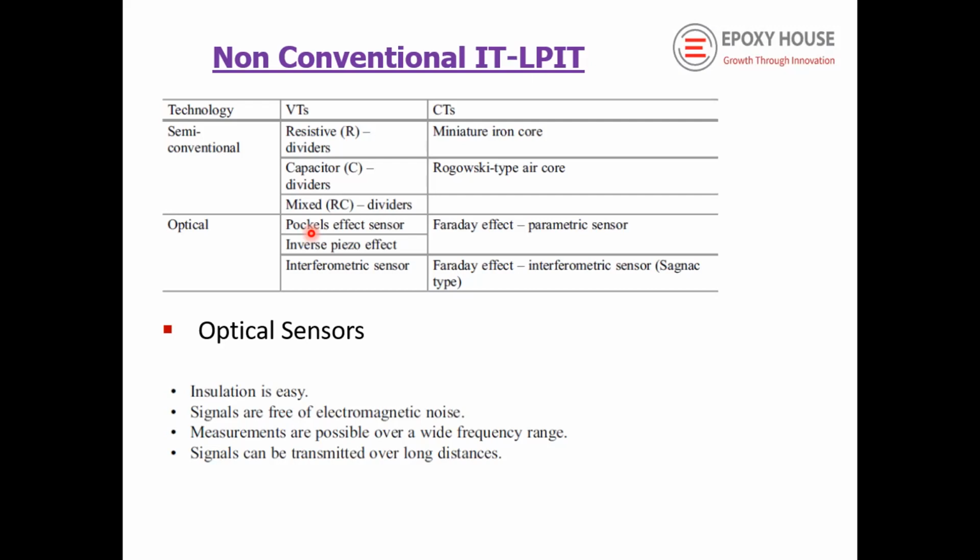So in the application of non-conventional instrument transformer, the installation is a very simple arrangement, and signals are free of electromagnetic noise. Measurements are possible over a wide frequency range. Signals can be transmitted over long distance. These are the advantages of the non-conventional instrument transformer.